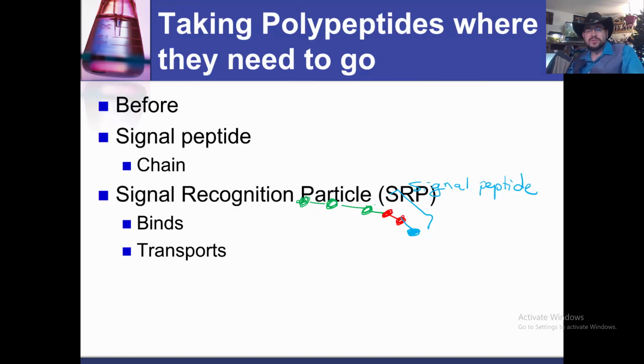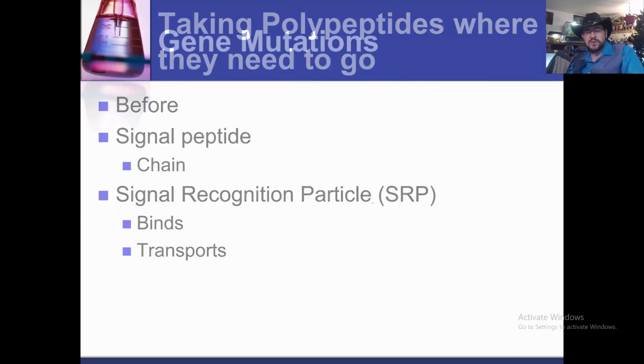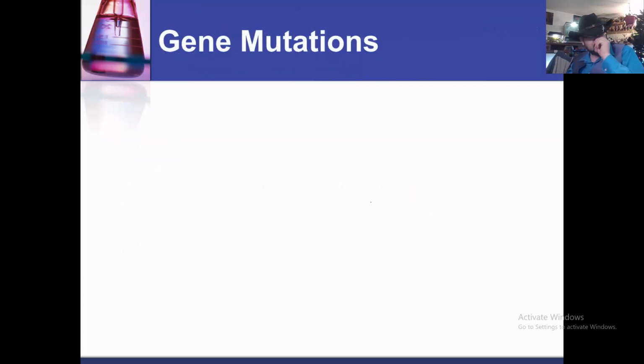So, as soon as we produce the signal peptide, a signal recognition particle binds and drags the whole complex, ribosome, tRNA, growing chain and all, to its ultimate location. I thought that was pretty cool.